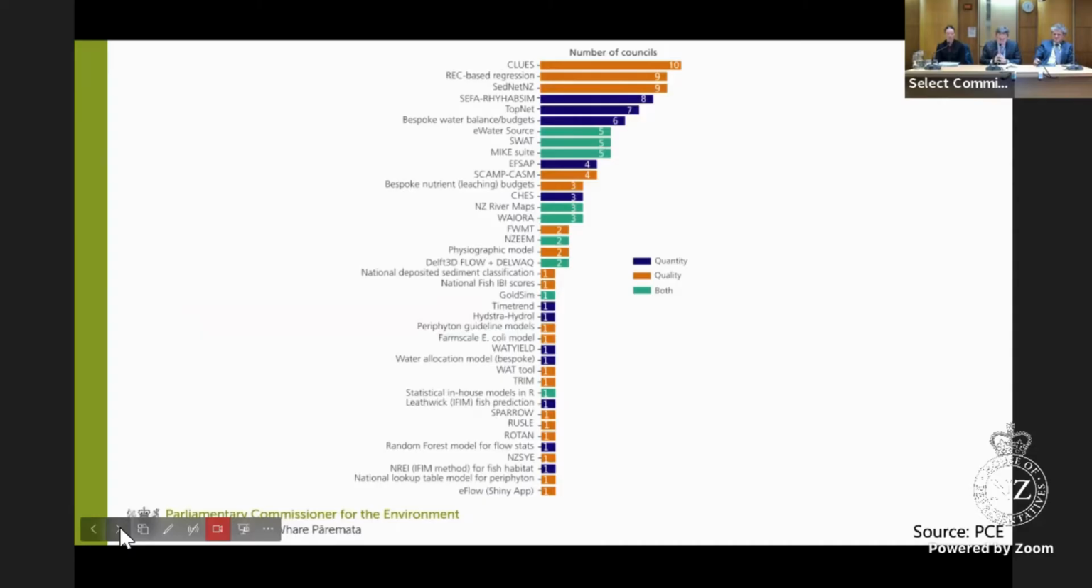It's a lovely diagram, this one. We isolated a large number of models that are being used, 75 in our stock take, many of them with overlapping functions. On this graph, you can see 47 of them, so these are the most used ones, that have been designed to model river water quality, those are the blue bars, and quantity, those are the brown bars, or both quality and quantity, those are the green bars on the slide.